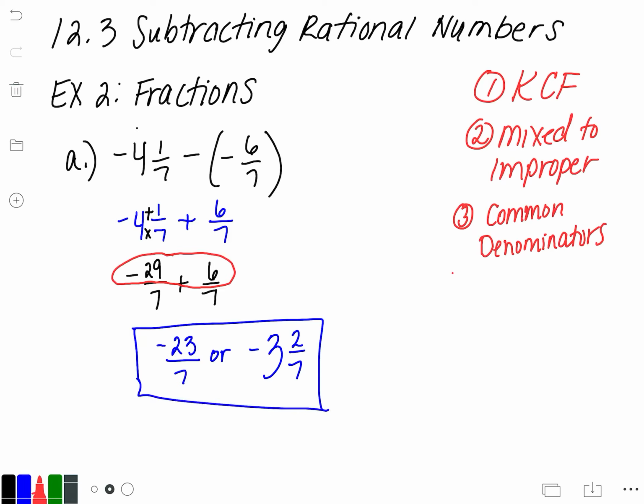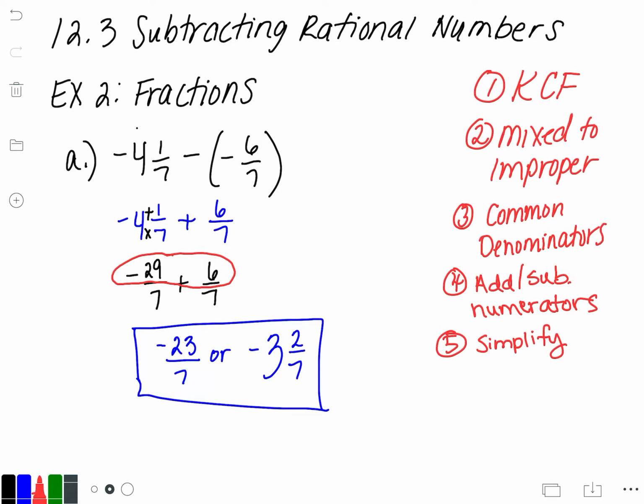So I'm going to make step 4: add or subtract, depending on what rule you're following, the numerators. And then step 5 would be to simplify if you can. In this case, we just made our improper fraction into a mixed number, but either of those answers would have been correct. Let me do another one for you.